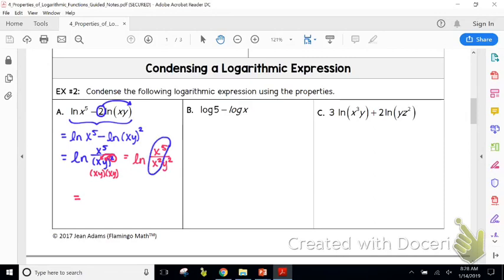And now I can simplify that. So I still have my natural log. What's x to the 5th divided by x squared? X to the 3rd. And is that going to go on top or bottom? Top. That's where the 5 is at, the larger exponent. And then on bottom, we still have that y squared.